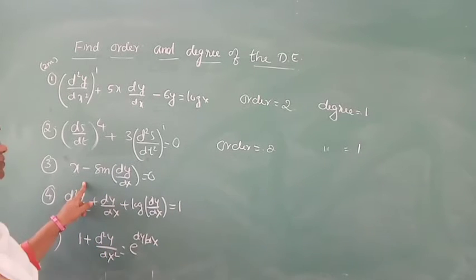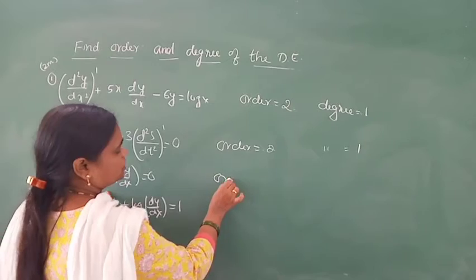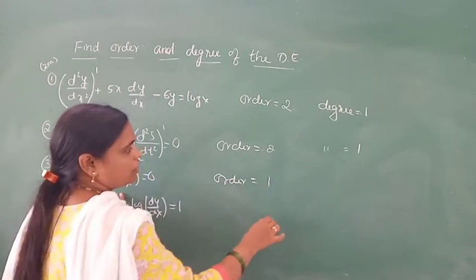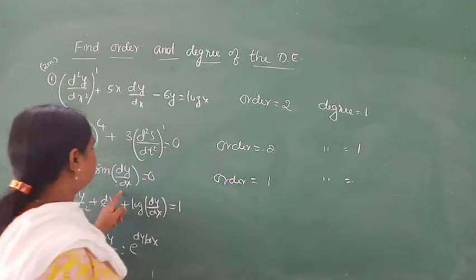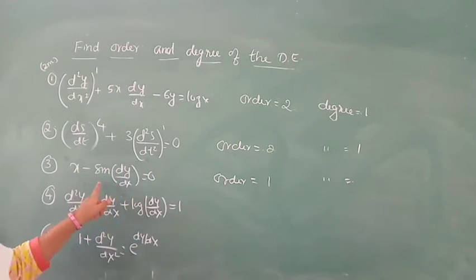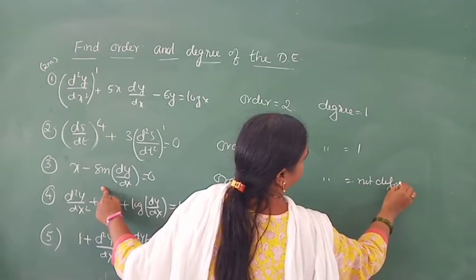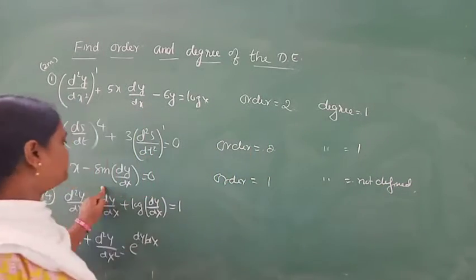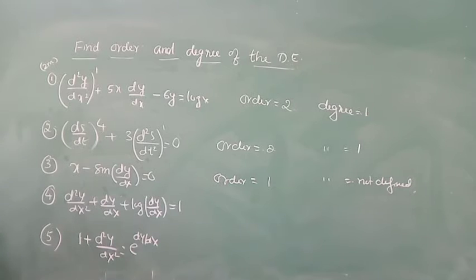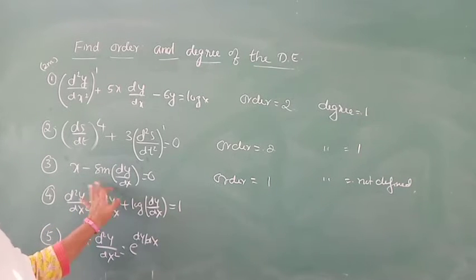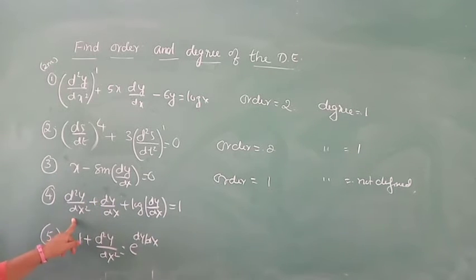Okay. Next this one. See, order is what here? dy by dx. Order is 1. Next, degree. See, in this case it is not a polynomial function. Therefore degree is not defined. Because when it is infinite values, it is not finite. Therefore in this case, degree is not defined.